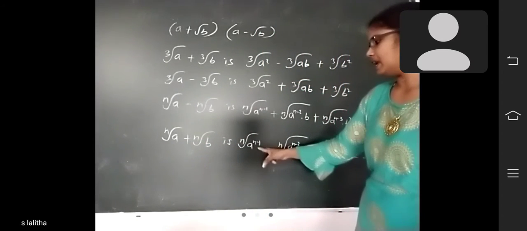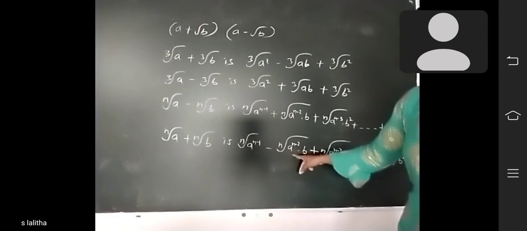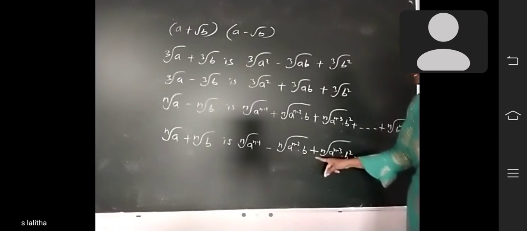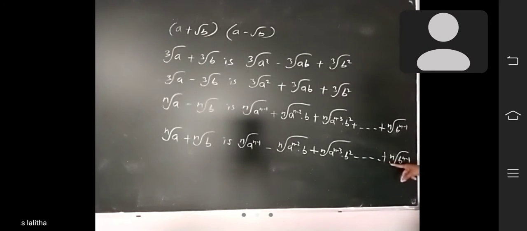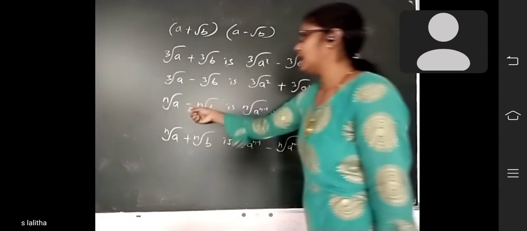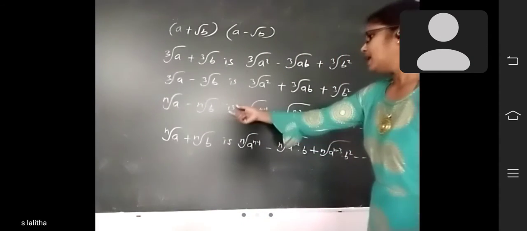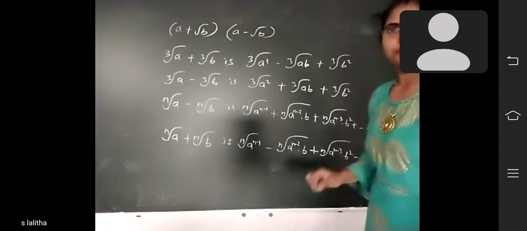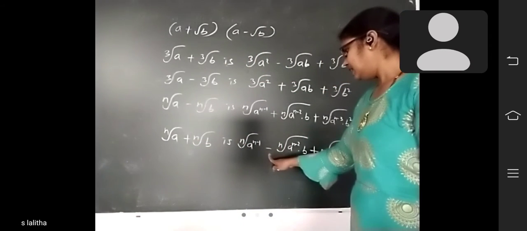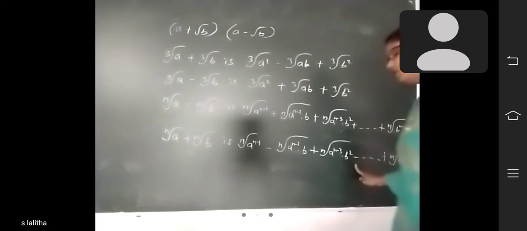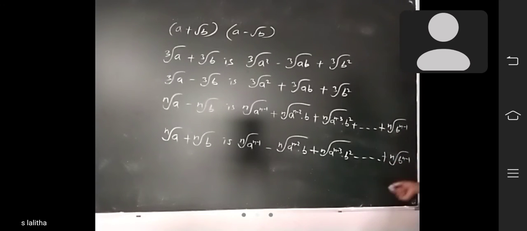Both are the same. Why? Because here it is minus, and in the minus case we will get all the positive terms only. Here positive is there, here it is negative, here positive, next negative, next positive. Like that we'll get. Okay. Next.